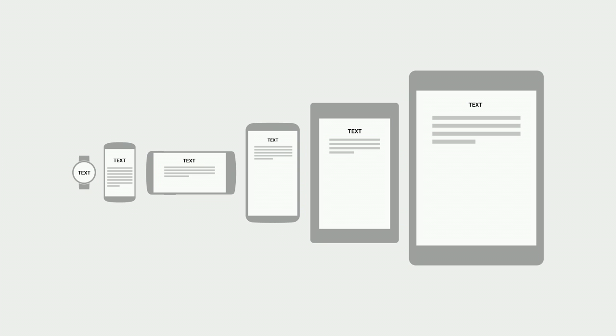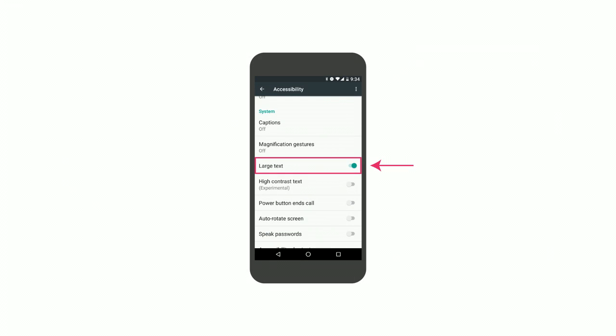As Carol mentioned, typography is spec'd using SPs, scale-independent pixels. Unlike DIPs, these scale based not only on the user's screen density, but also on their font preferences. So if the user has large text mode turned on for improved accessibility, then we can ensure that your app will observe this and respect it.